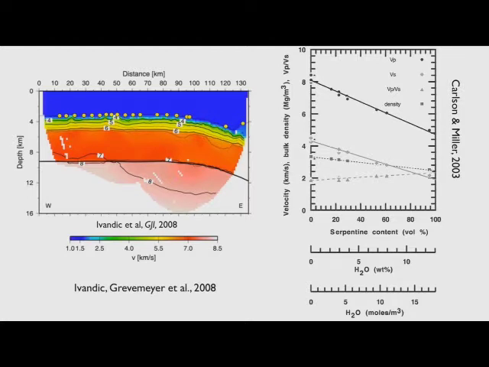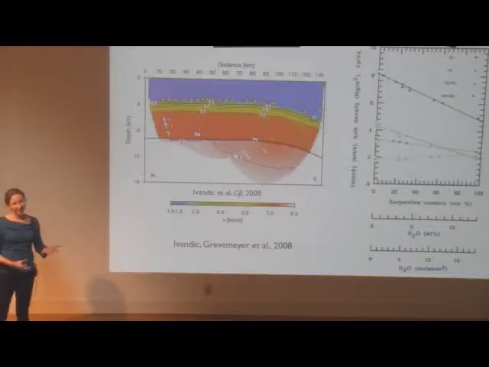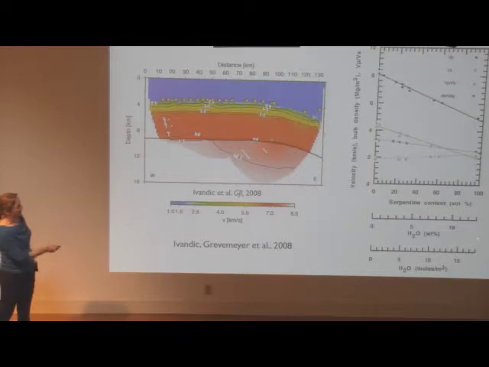And as Doug described to you before, one way that you can change velocities in the upper mantle is to add water and form the mineral serpentine. And so from relationships like this, if you assume all of that change in velocity is from serpentinization, you can make estimates of how much serpentinite and how much water is in that plate.